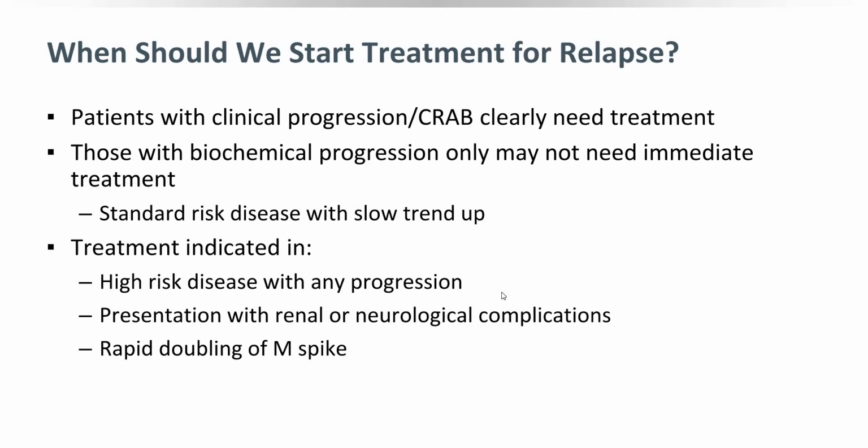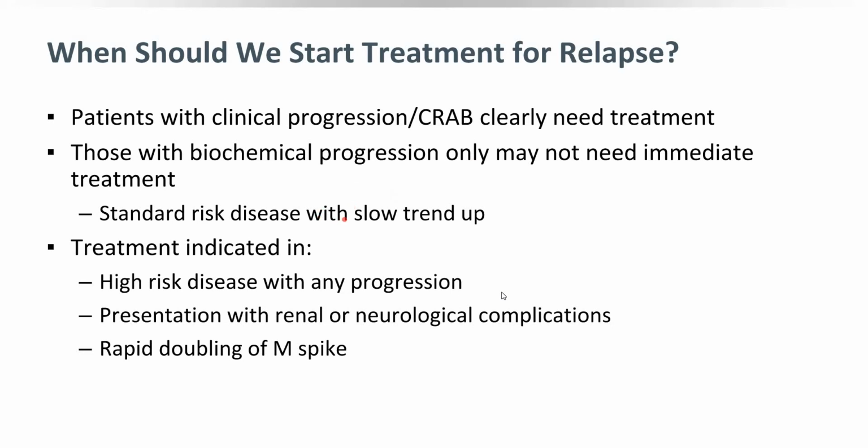So when should we start treatment for relapse? The patient comes to us with different symptomatology or clinical progression or biochemical progression, like M spike is high or CRAB parameters are altering. So what are the criteria? A patient with clinical progression or CRAB features. These are the two things where they clearly need treatment. If only biochemical progression is there, those patients may not need immediate treatment. We can keep those under follow-up.